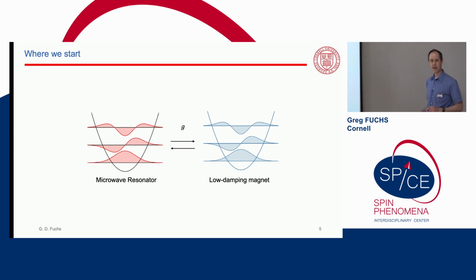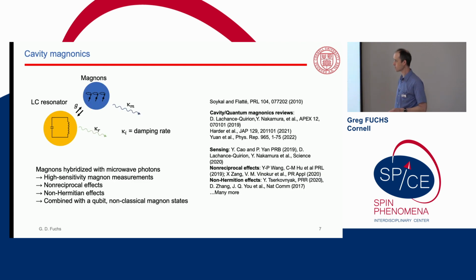So in cavity magnonics, this is a microwave resonator, a regular electromagnetic cavity, and then we need some very low dissipation magnet to make it interesting for the quantum limit. And this field of cavity magnonics is not new. It has existed for quite some time. This paper by Oni Sokal and Michael Flatte goes back to 2010. This was already mentioned yesterday. There are a number of review papers that I encourage you to look at.